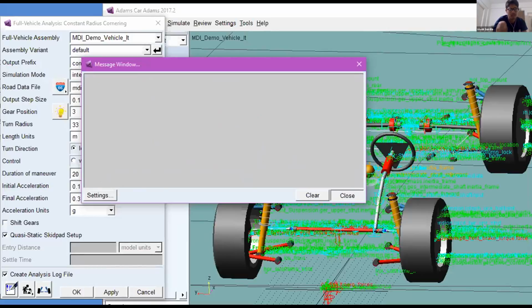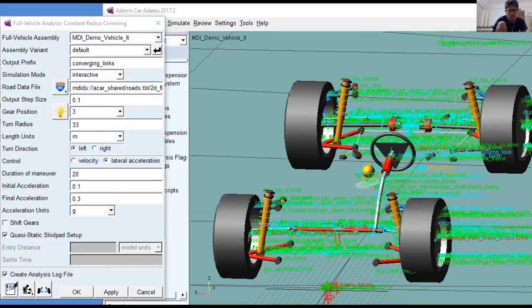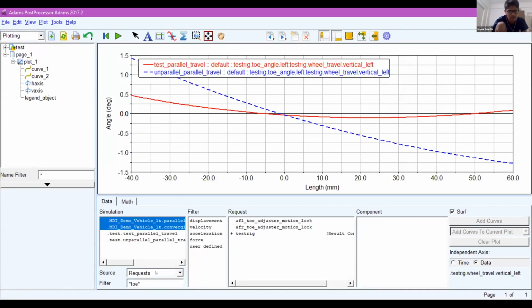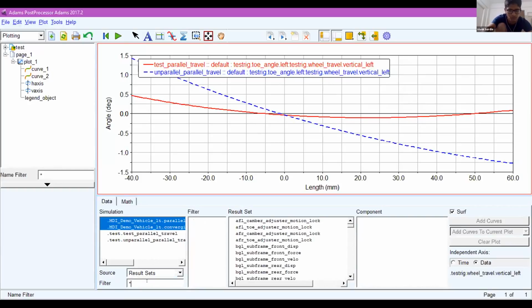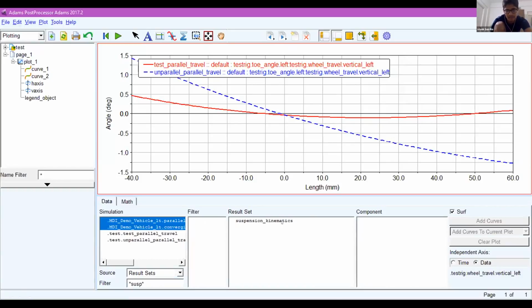So, okay, again, let's go to the post processor. And we have these two simulations over here. At the full vehicle level, instead of directly searching for toe, you need to search for suspension kinematics. This way, Adams is pretty confusing because it directly doesn't give you toe.